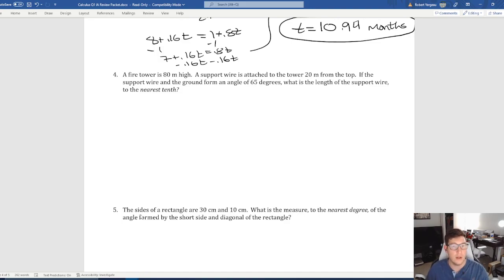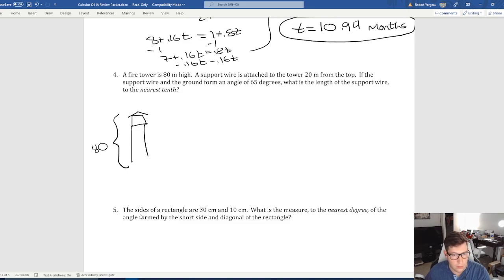And so drawing a diagram is not only going to get you points, but also going to be how you set yourself up for success. So let's say we have this lovely fire tower, boom, there it is. This entire piece here, as we've been told, is 80 meters high. We have a support wire attached 20 meters from the top. Let's say that it's attached right here. It's also going to the ground, and it creates an angle of 65 degrees.